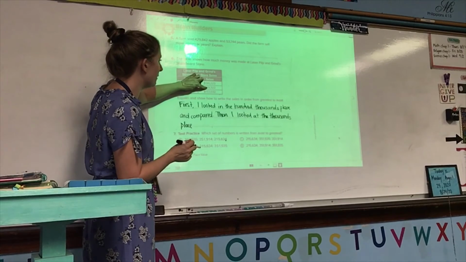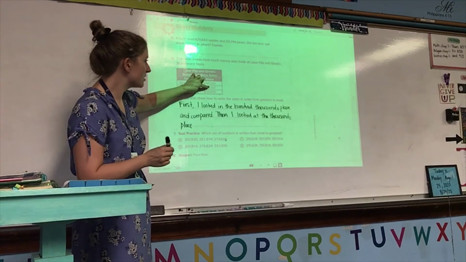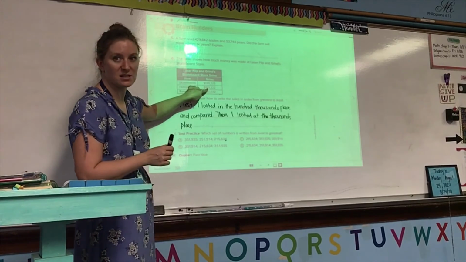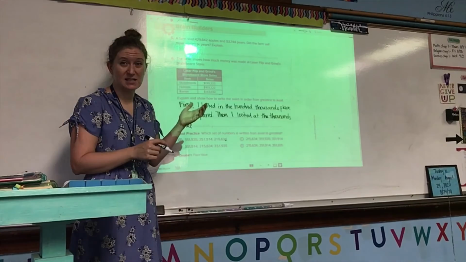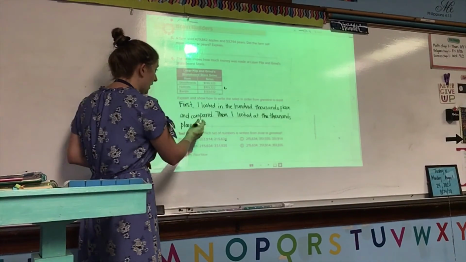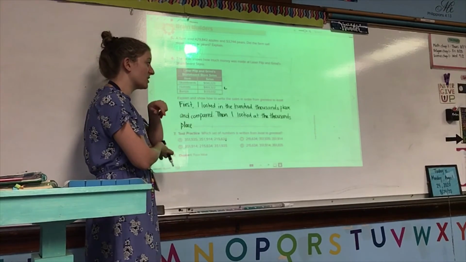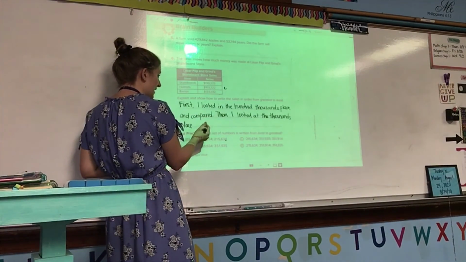I know that 0 is the least. I have 3, 0, and 3. 0 is the least, so I know 103,322 is my least number. But I still have to figure out which one's the greatest and which one's in the middle. I'll go ahead and put an L for least. Then, once I looked at the thousands and figured out my least, then I looked at the 10,000s place.